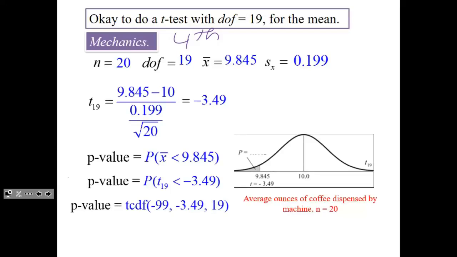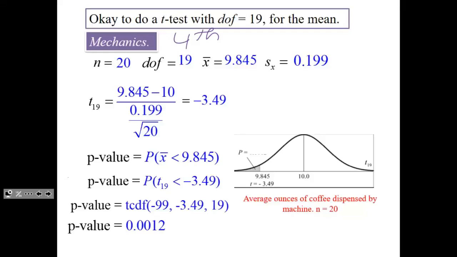Which, using tcdf as our command on the calculator, our second vars, negative 99 all the way up to negative 3.49, with 19 degrees of freedom. It's not going to let you put in different means or anything. You have to convert to a t-statistic to use the tcdf. We do that, we find the probability is 0.0012.